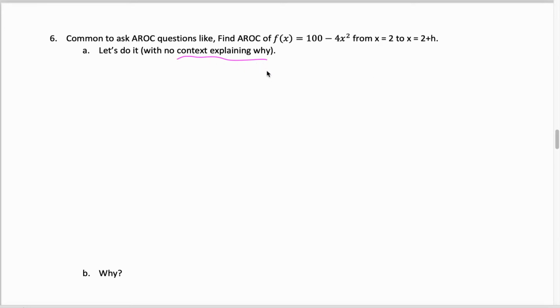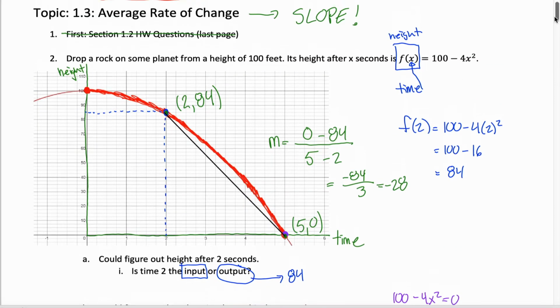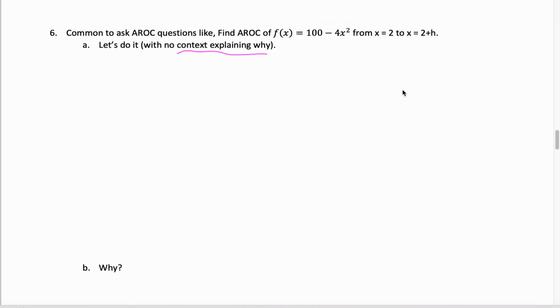But without even worrying about why we're doing this, let's suppose we were asked to figure out the average rate of change of this function f of x equals 100 minus 4x squared, which is the one we investigated in the intro video of this section, where the two x values, instead of being 2 and 5, are 2 and 2 plus h respectively. Well, let's see. Our average rate of change formula tells us the average rate of change of some function f from x1 to x2 is f of x2 minus f of x1 divided by x2 minus x1, the slope of the secant line if you want to think about it that way.